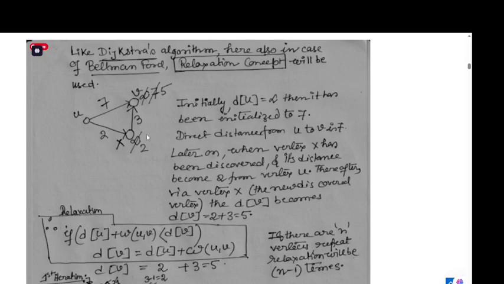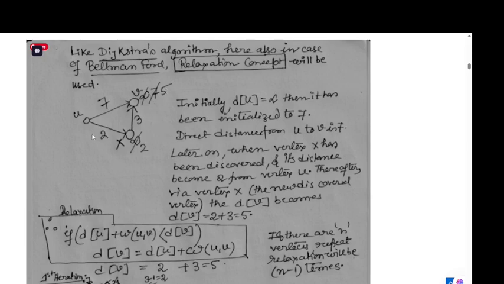So this concept is called relaxation concept. That means finally we relax this u to v edge and we follow this path. Initially du is infinity, then it has been initialized to 7, and the direct distance from u to v is 7. Later on, vertex x is discovered and its distance becomes 2 from the vertex u. Therefore, via vertex x, dv becomes 2 plus 3, which is 5. So 7 will be overwritten by 5 because 5 is less than 7. So this concept is called relaxation.